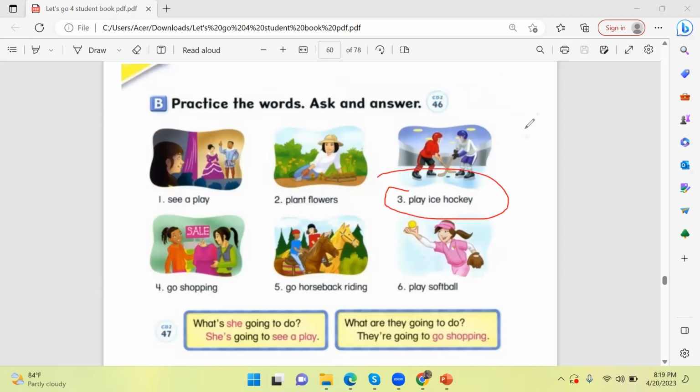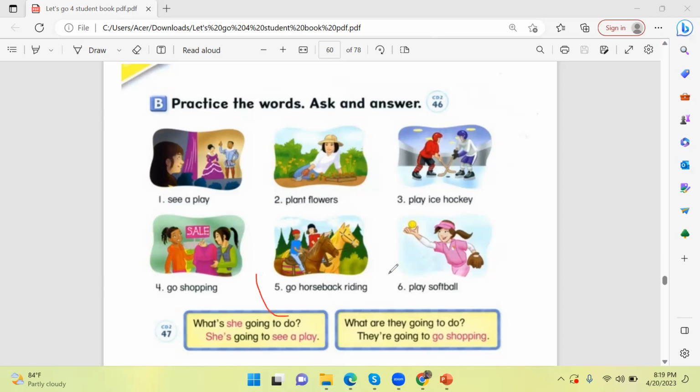How about this one? Play ice hockey. Very good. Number four. Go shopping. Very good. How about this one? Have you tried going shopping at the mall? Yes, have you tried? No, I haven't. Okay.